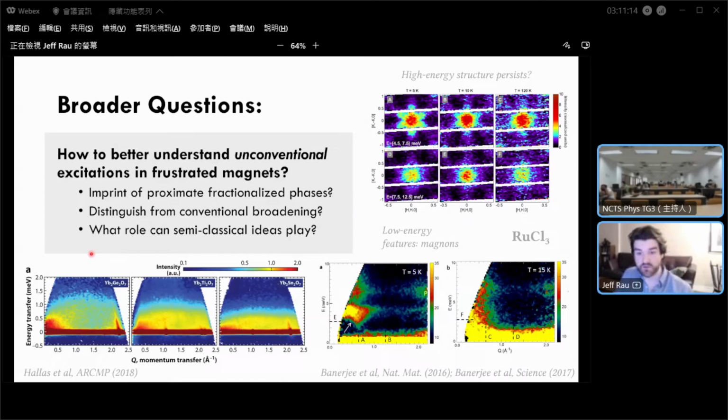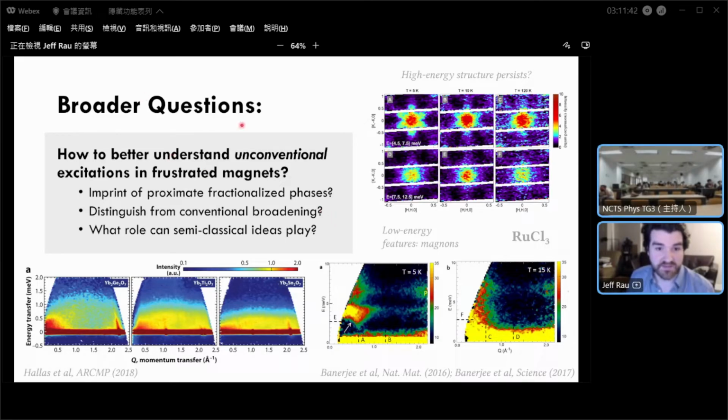So I talked about ruthenium chloride, which I told you is in an ordered state, not a spin liquid. But if you look at its excitations at high energy, they're broad and indistinct. They don't look like spin waves. Is that just what spin waves at high energies look like in anisotropic magnets, or is that some remnant of spin liquid behavior? It's not clear what the answer is. It's not even clear there is an answer. But these are the kind of questions one has to grapple with.